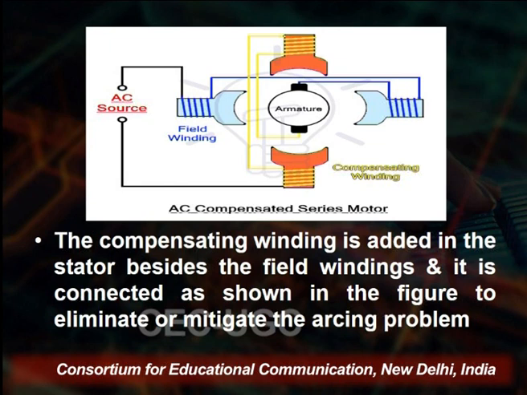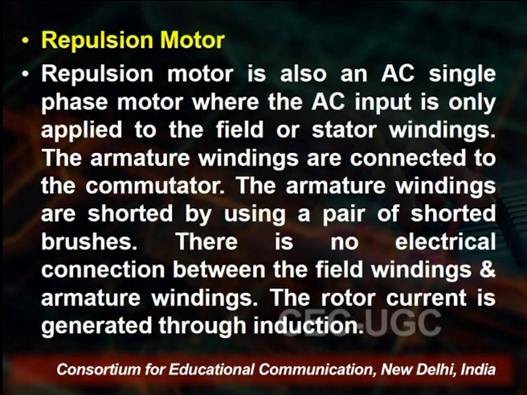You see on the right-hand side, the yellow marks are the compensating winding. Here we have the field winding on both sides, and now the rotor is under the field winding as well as the compensating winding, and it is connected as such. As we see, we eliminate or mitigate the arcing problem here. Another type of motor is the repulsion motor.